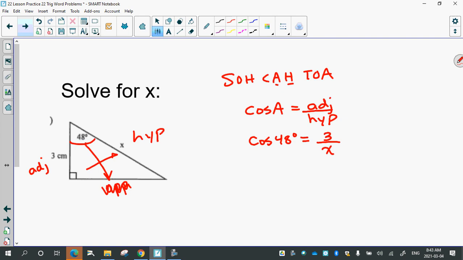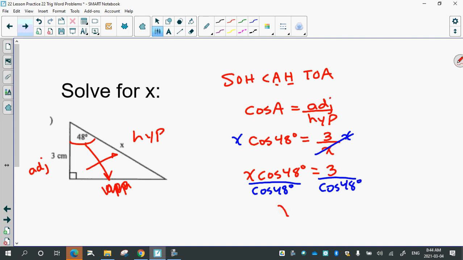And when x is in the denominator, you have an extra step, and you've got to get x up to the numerator by first multiplying both sides by x. And then dividing both sides by cos 48 degrees. So 3 divided by the cosine of 48 degrees is approximately 4.5 centimeters.